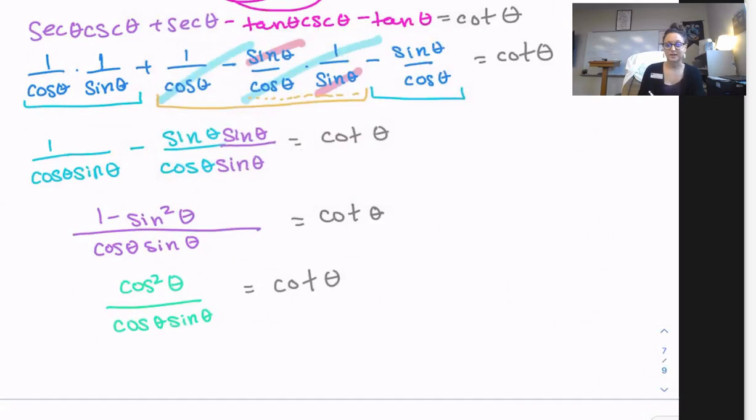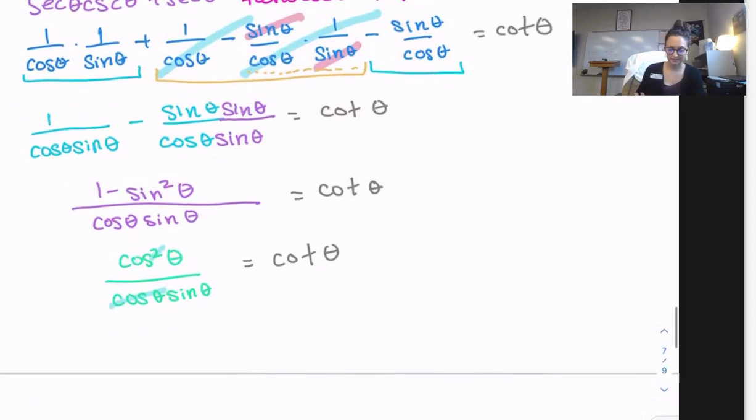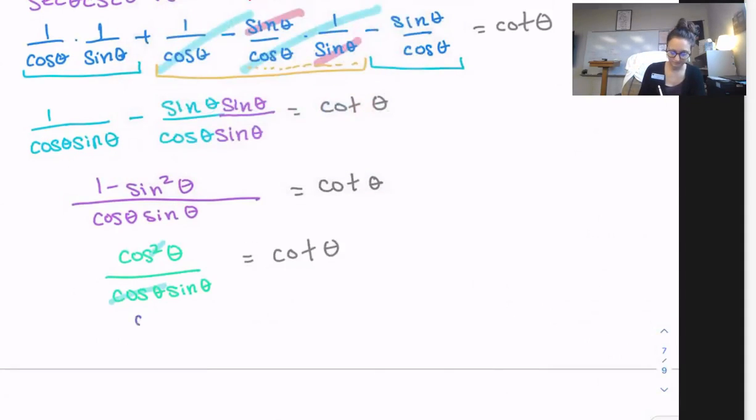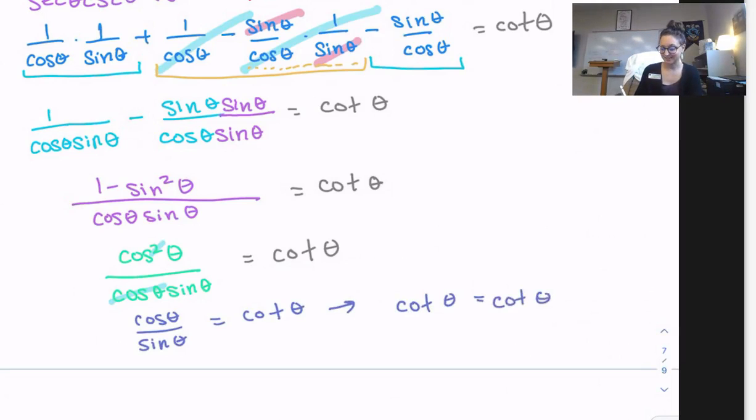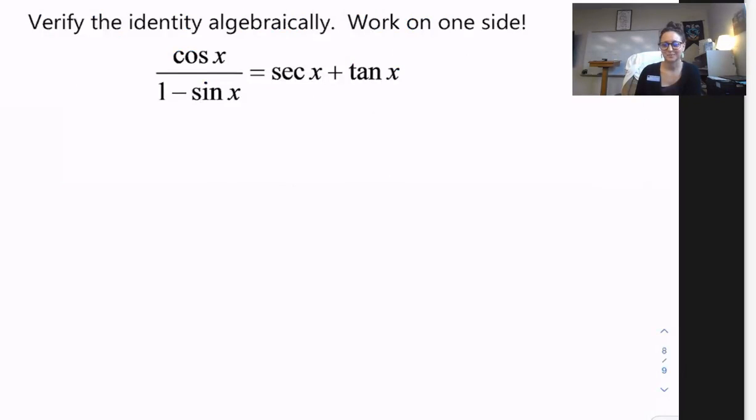So now I can divide numerator and denominator by cosine of theta, so that gets rid of that one, drops that power by 1. So now I have cosine theta over sine of theta. And that is indeed cotangent of theta, right? That's one of our quotient identities. QED, we got it.